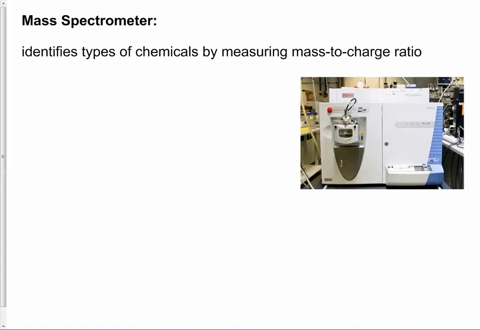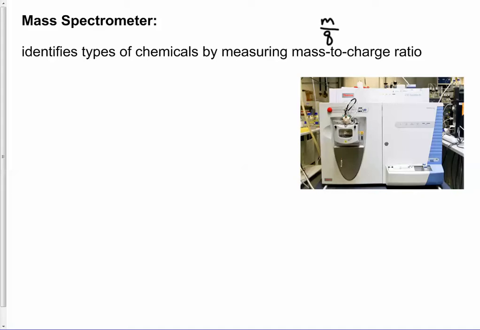So you have some unknown chemical and you put it into the machine, and it will tell you what it is based on its mass to charge ratio, the M divided by Q. Different substances, molecules, atoms, whatever, have a particular mass, a particular charge. And usually from the ratio of the mass to the charge you can identify what it is, because different substances have specific mass to charge ratios.